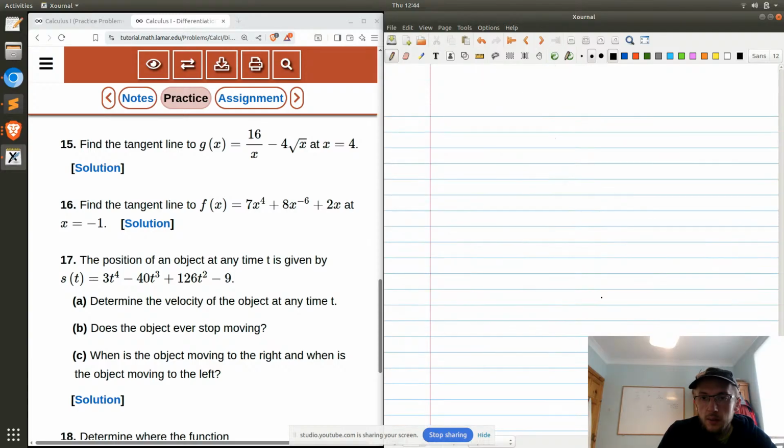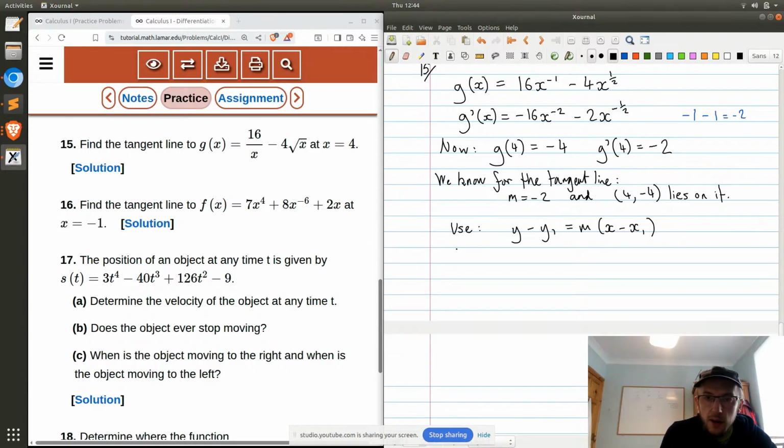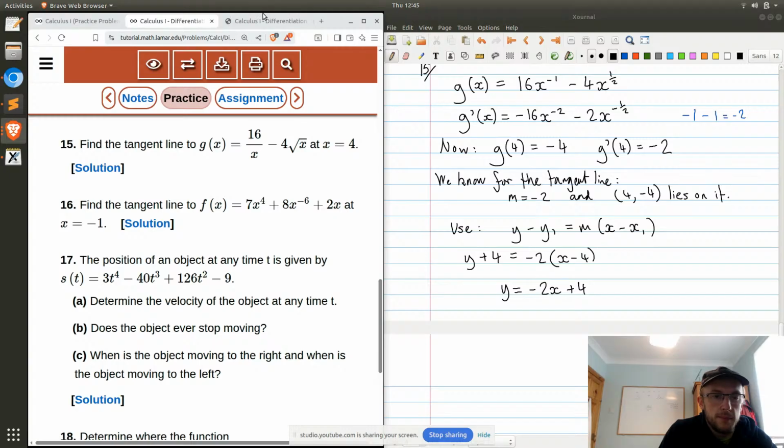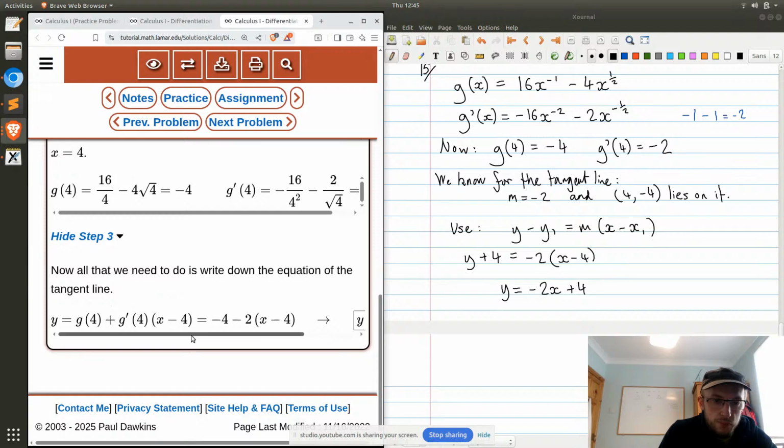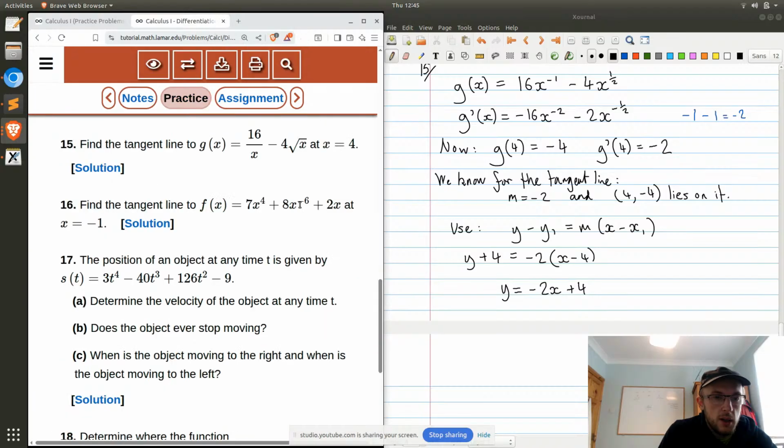And so now we're going to use that formula right there to figure out what this tangent line actually is. So y minus y1, so I just write y plus 4. And then I put a negative 2 right there, and then x minus 4. And then simply rearrange. So minus 2x plus 4. And I think that's the answer. And that is great. Okay.